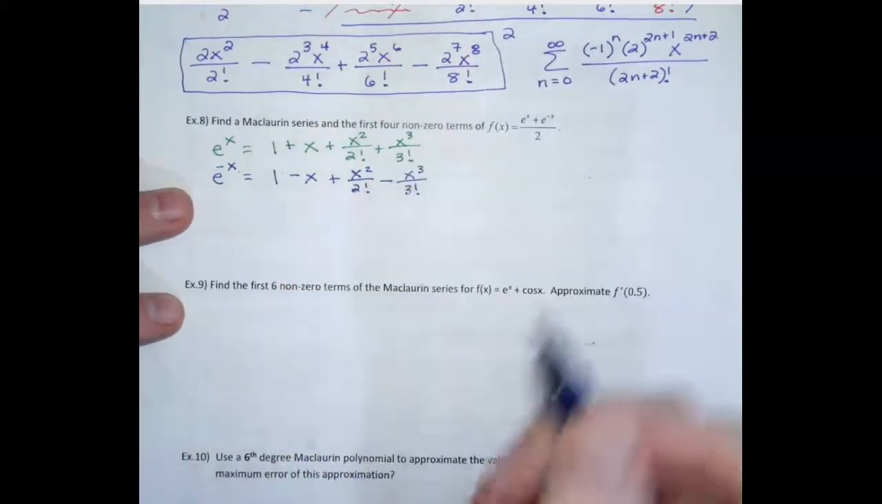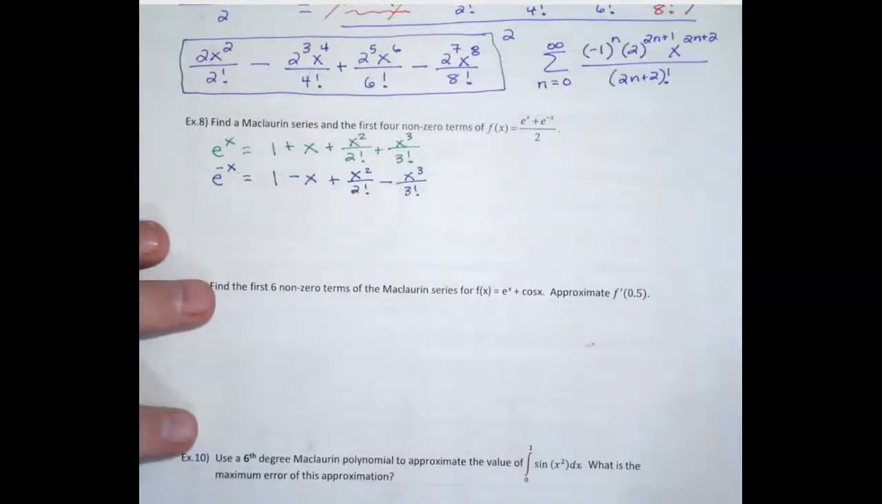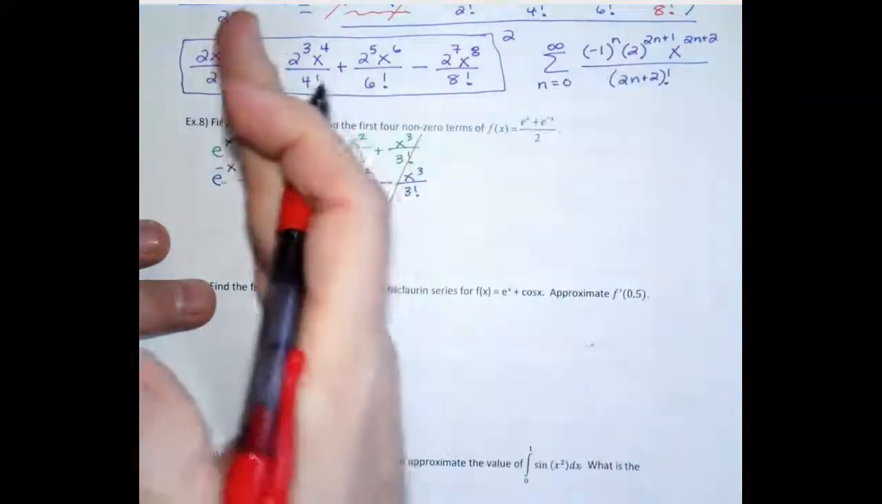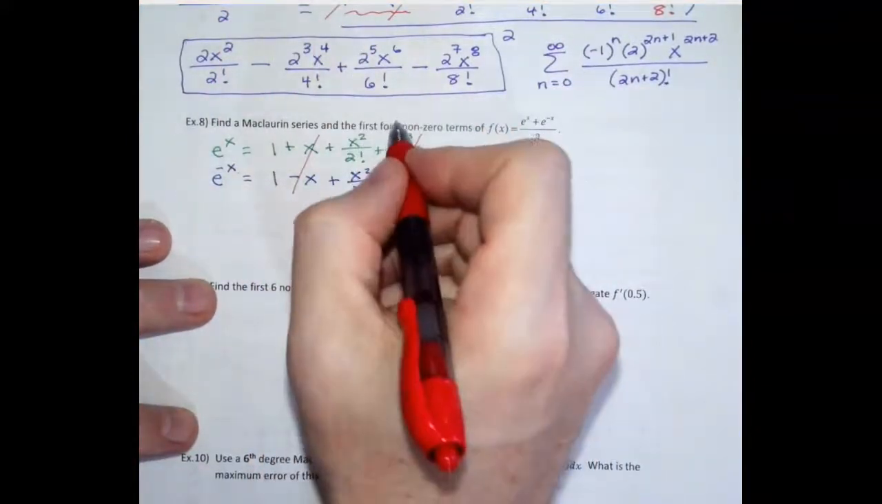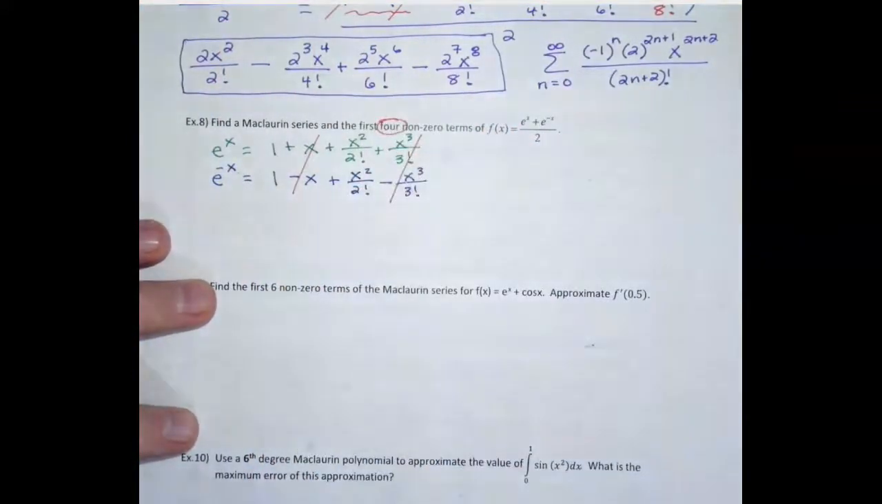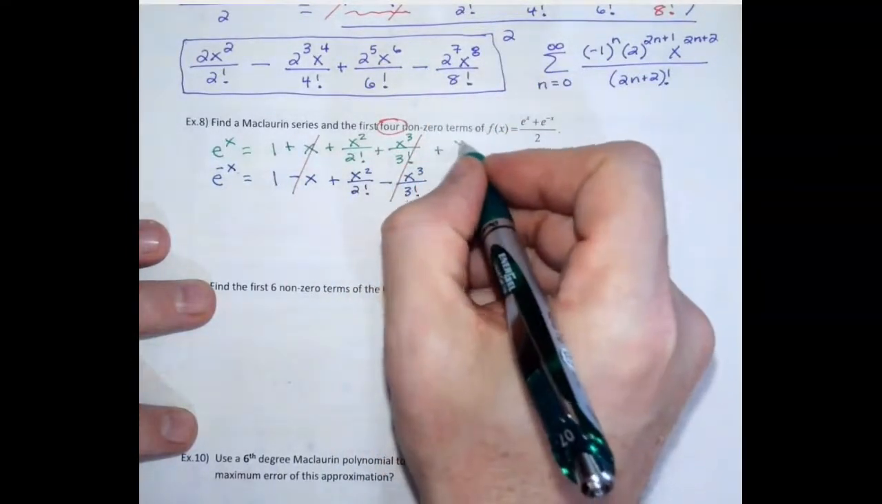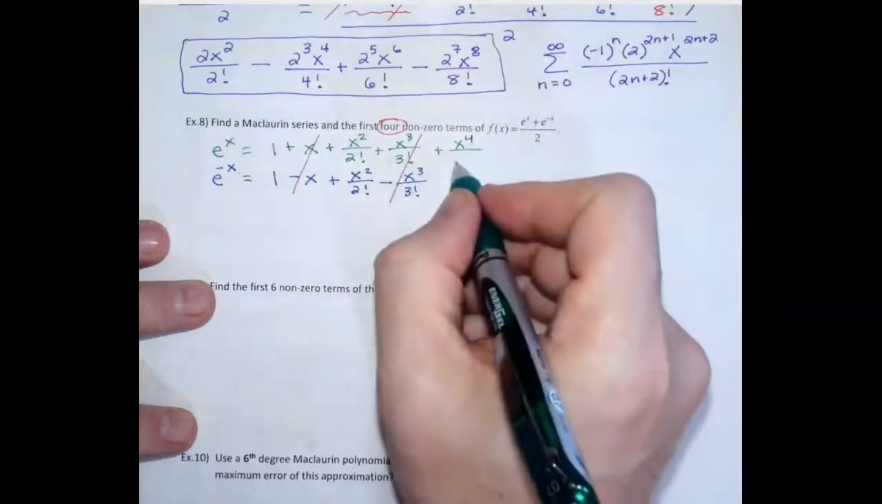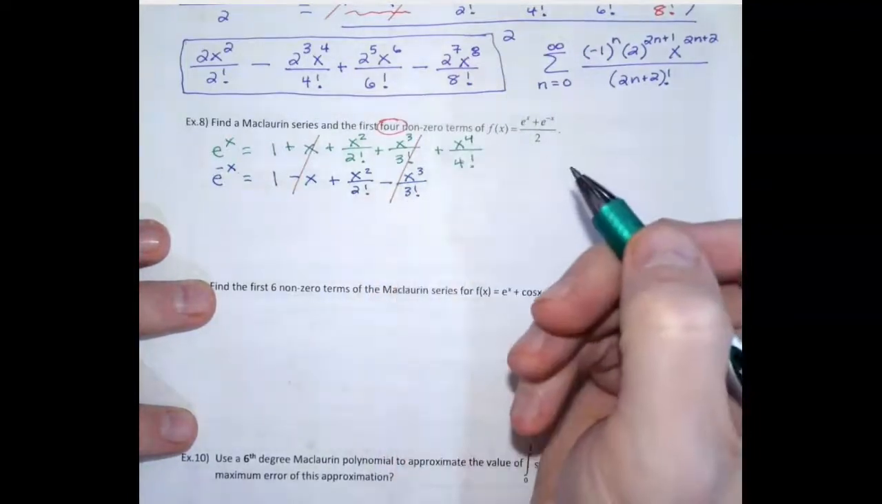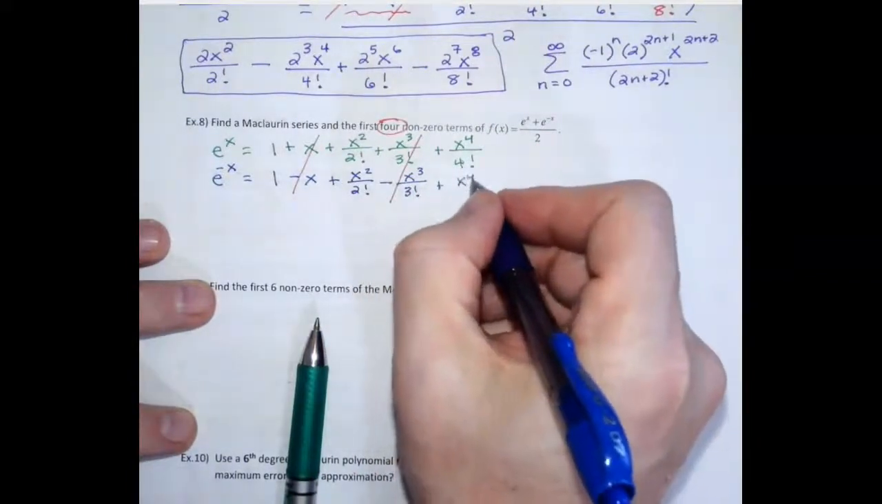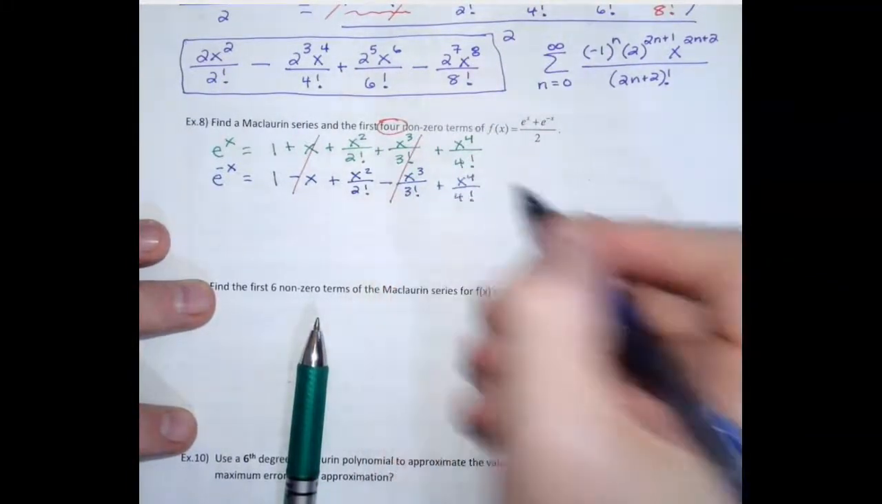So now we should realize that we have a little bit of a problem because these are going to cancel and these are going to cancel, and that would just give us 2 terms, and we're supposed to have 4 terms. So we're going to need to keep going here. And this is going to be x to the 4th over 4 factorial, and this is going to be x to the 4th over 4 factorial.